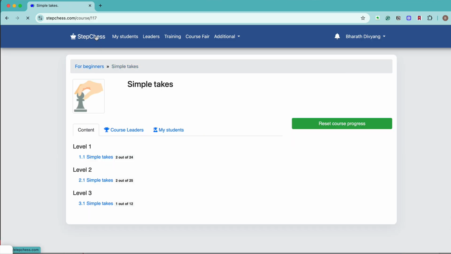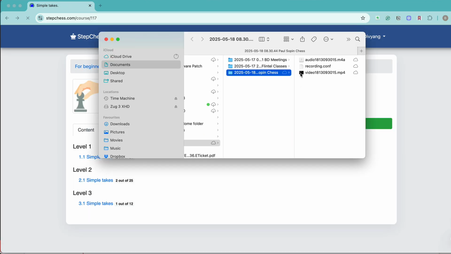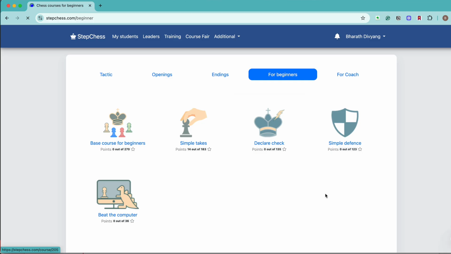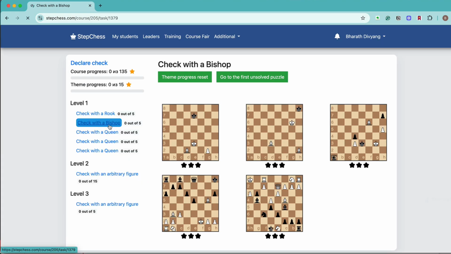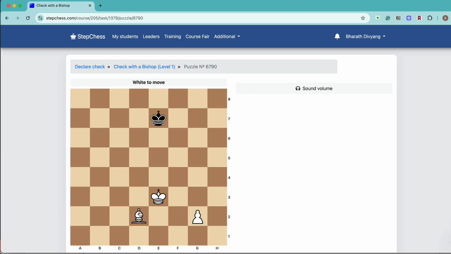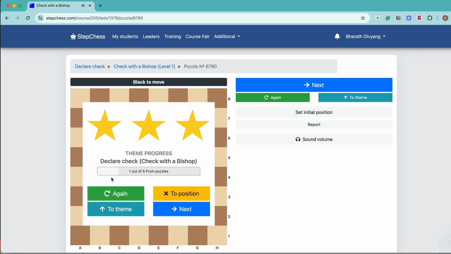So now if you go back into the For Beginners section, you'll see that the next one is declare check. So give a check with different kinds of pieces, and an arbitrary figure just means that it could be any one of these pieces. So let's start with, say, check with the bishop, right? Typically the bishop would have 2 squares to give a check, here and here. But in these puzzles, one of them will be blocked either by its own king or some other piece, and therefore you have to predict only one correct answer.